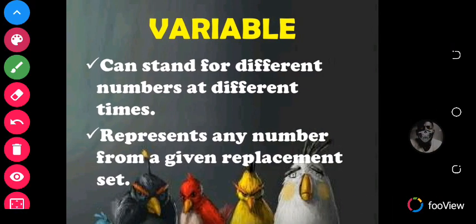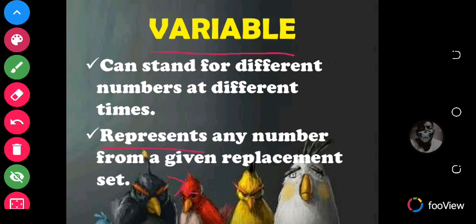Let's look at a variable. In algebra we make use of what we call a variable. And a variable is anything that can stand for different numbers at different times, or they represent any number from a given replacement set. Let's look at something.